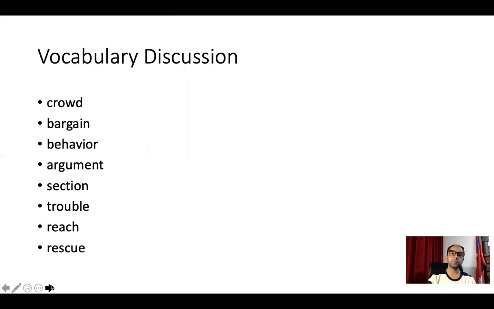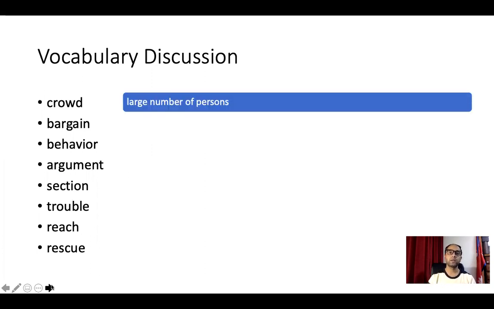Before we go to the listening, let's quickly talk about some of the words that you might hear in the listening. So, first word, crowd. What's a crowd? As I said just before, crowd is a lot of people coming together, a large number of persons.